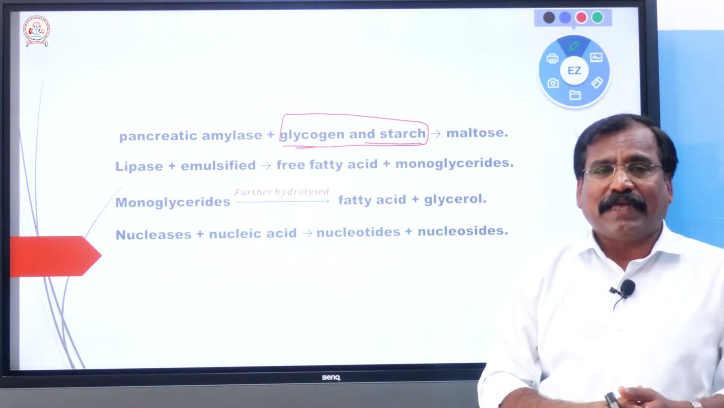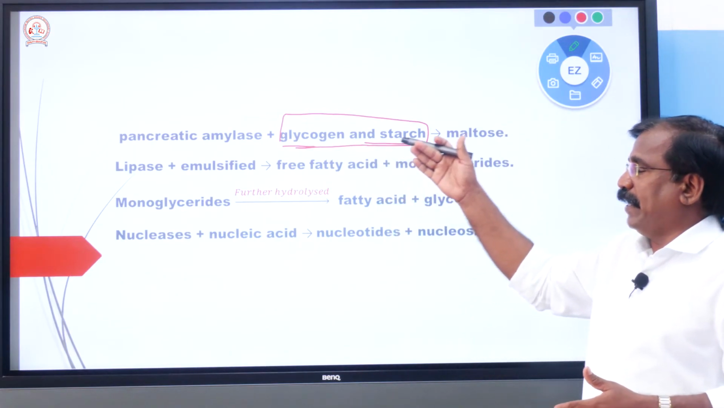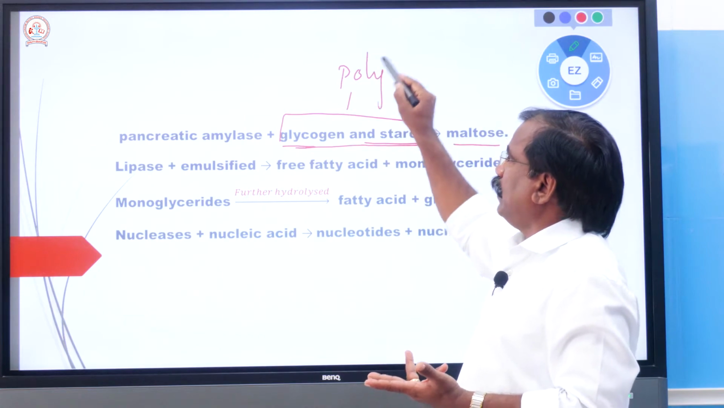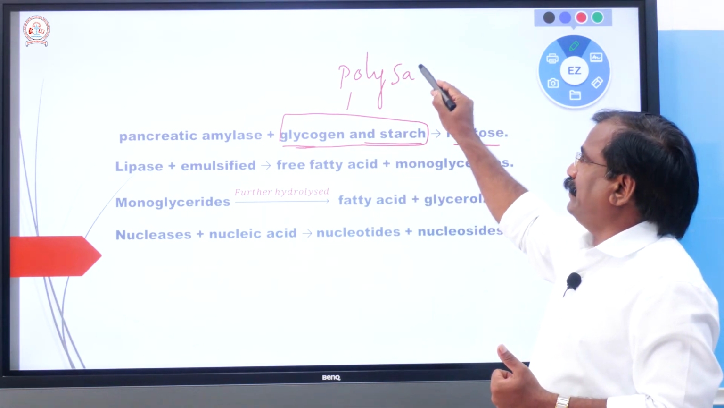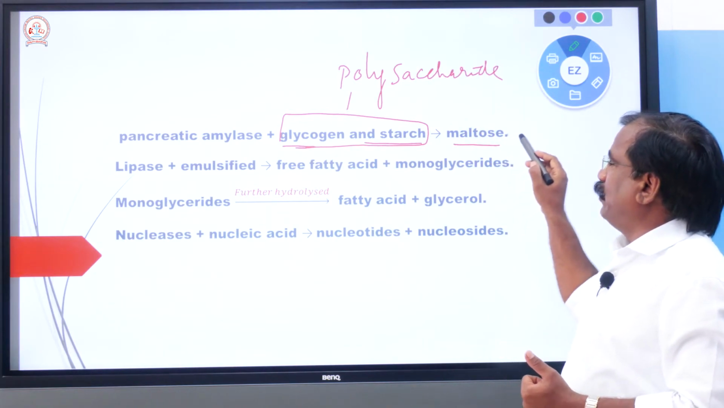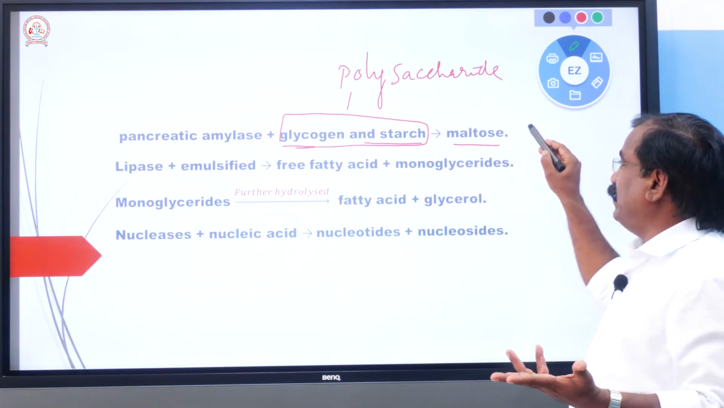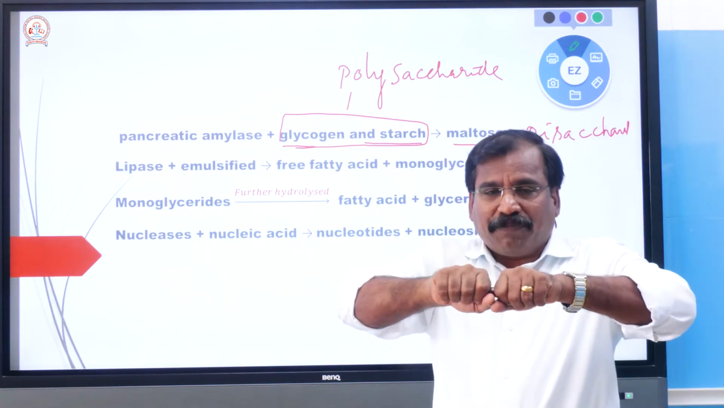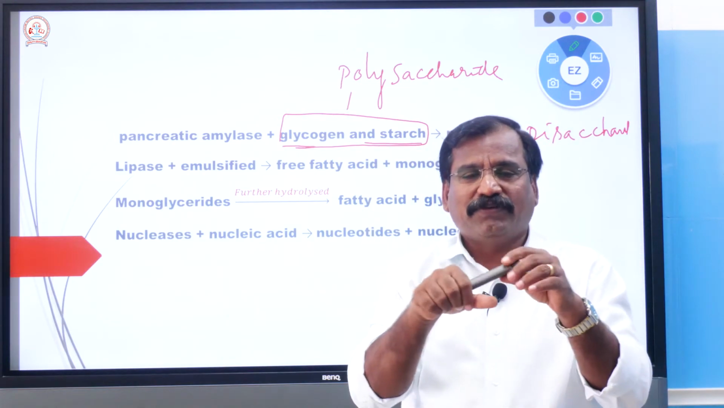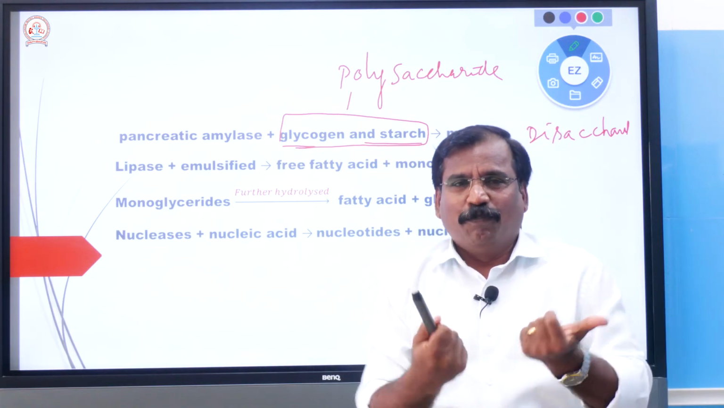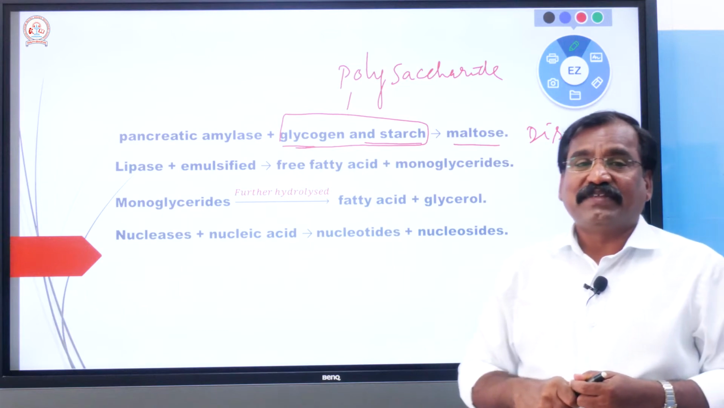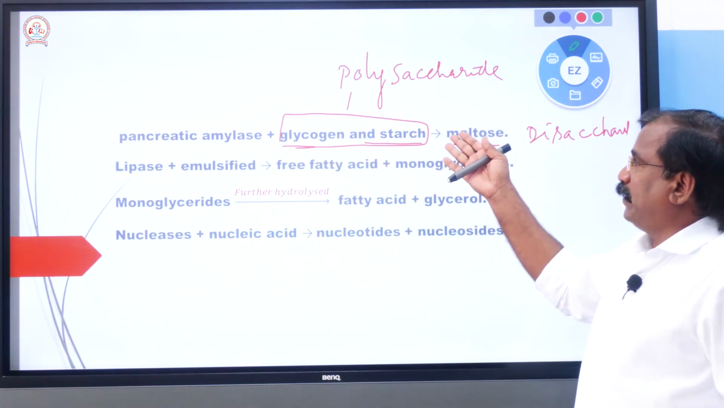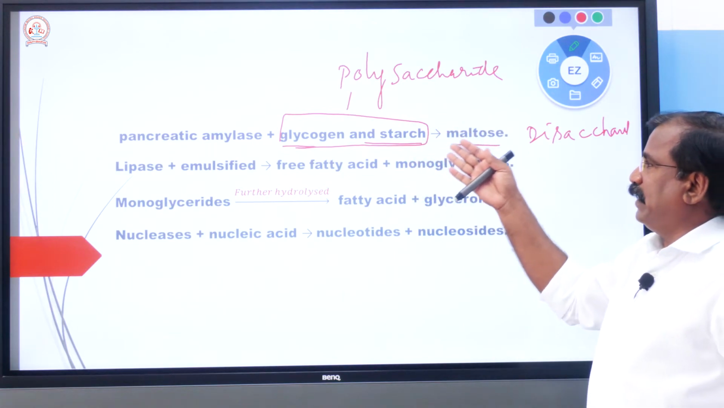Pancreatic amylase acts upon these polysaccharides, namely glycogen and starch, and converts them into maltose. Maltose is a disaccharide. Imagine a long chalk piece, a polysaccharide, that you break into two pieces; that is maltose, a disaccharide. The disaccharide is further split into monosaccharides. So pancreatic amylase acts upon the polysaccharides, namely glycogen and starch, and converts them into maltose.